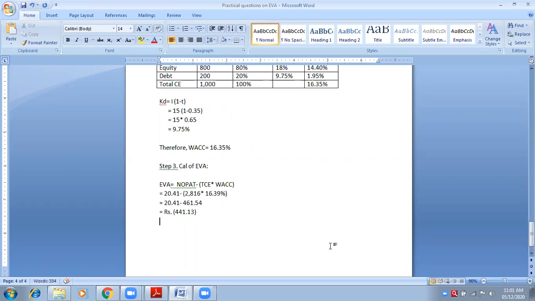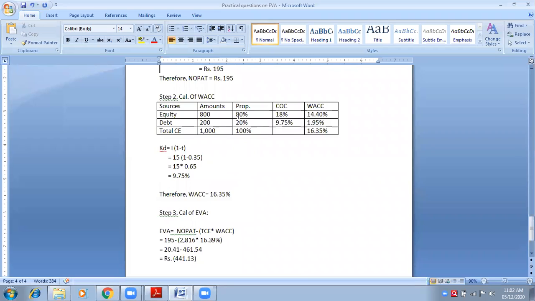Third step is calculation of EVA. EVA's formula is NOPAT minus total capital employed into WACC. What is NOPAT here? 195. Very good. In step number 1, we already calculated NOPAT. Look here, NOPAT 195. Okay. Next is total capital employed.